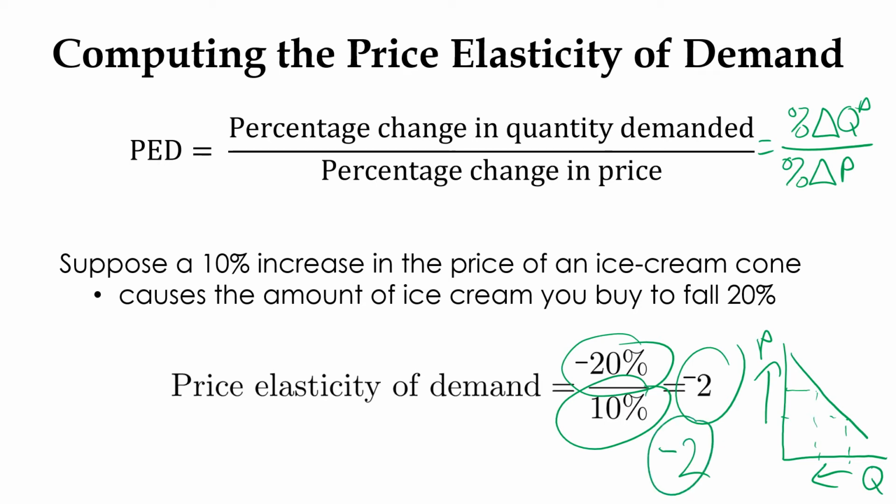What do you think the price elasticity of supply will be? It's always going to be a positive number. The higher the price, the more quantity supplied to the market. Anyways, with the price elasticity of demand, it's always going to be a negative number. Often we just ignore that negative number.